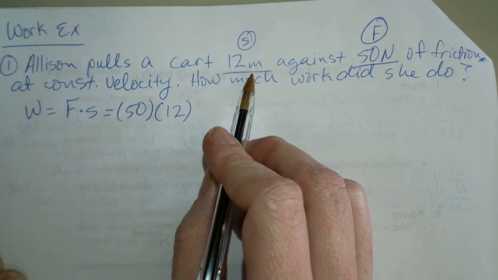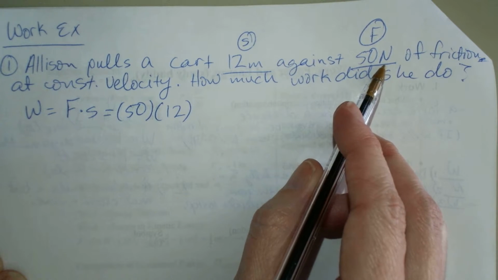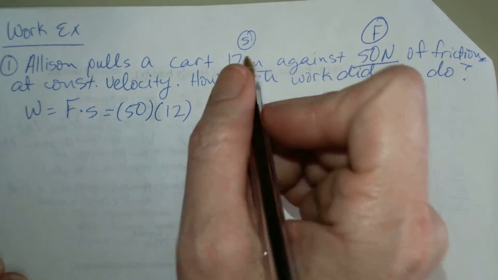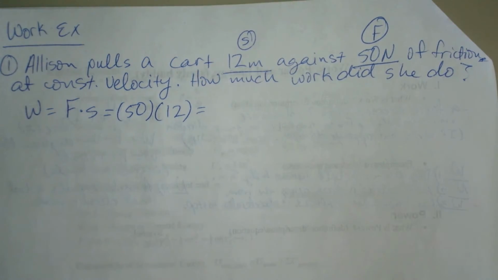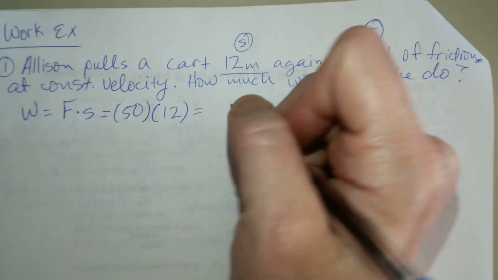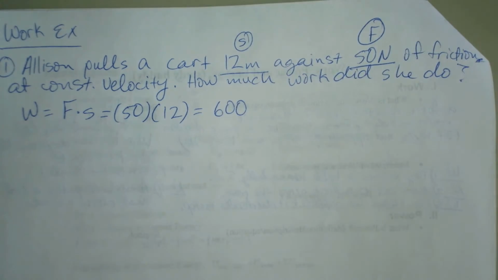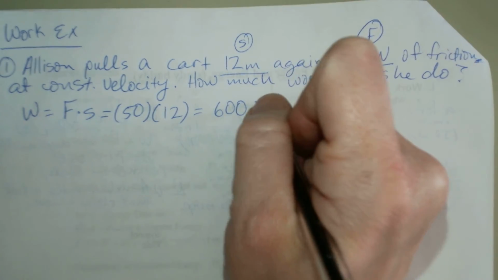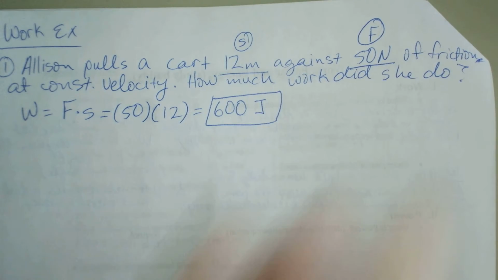Meters is the unit for displacement. Newtons is the unit for force. So my answer should be in joules if I'm using that. Okay? So when you plug that in, 50 times 12 in your calculator should be 600. And work is measured in joules, so it's a capital J. And that's it.